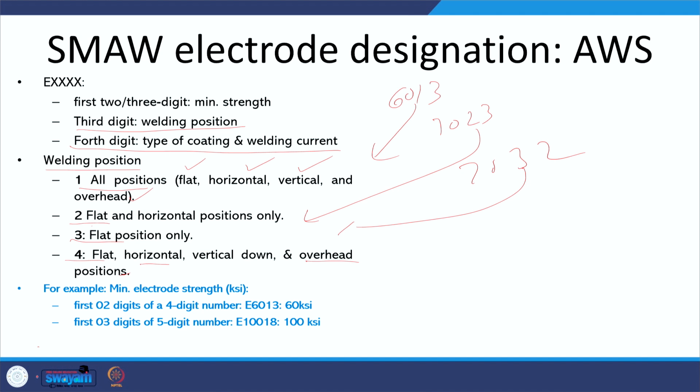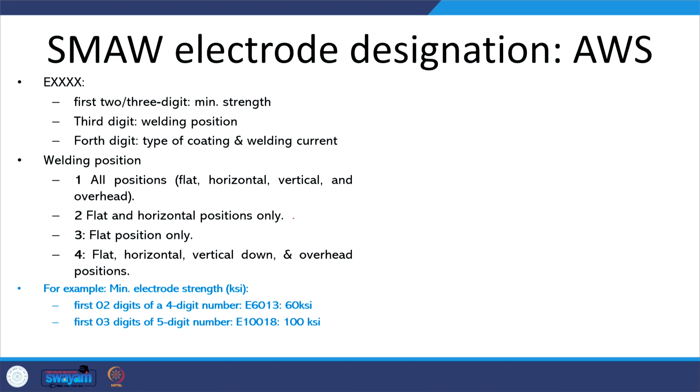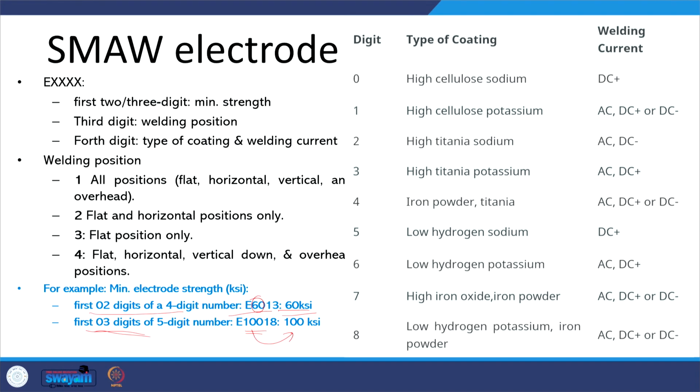Okay. So, this is what I have said: if there are just 4 digits, then the first 2 digits indicate the minimum strength. Here it says 60, which means 60 KSI. And if there are 5 digits in the designation, then the first 3 digits indicate the minimum strength of the electrode. As far as the fourth digit is concerned, it can range from 1 to 8, and each number indicates the unique electrode coating and the type of current to be used.